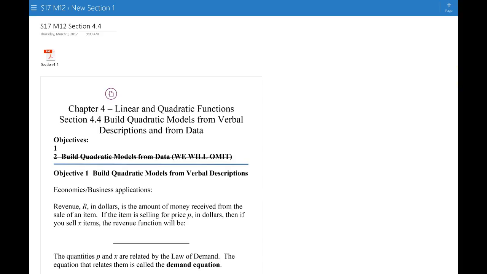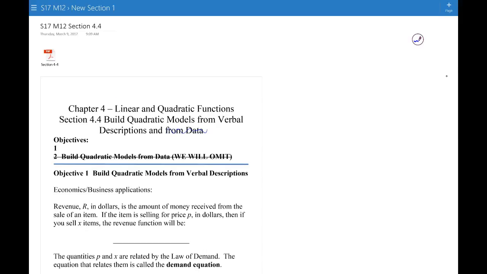So in chapter 4, we're going to be studying mostly quadratic functions since we skipped over the linear part since we've done that earlier. So section 4.4 is going to be building quadratic models. So that's equations that tell you about something real that's happening and try and describe it in a mathematical way. So we're going to build quadratic models from verbal descriptions, and then we're actually not doing this part from data.